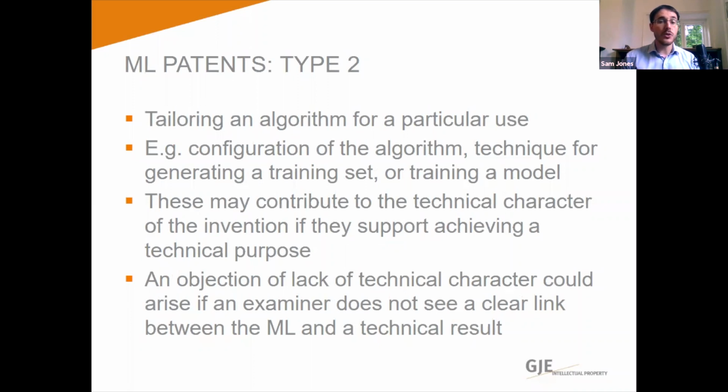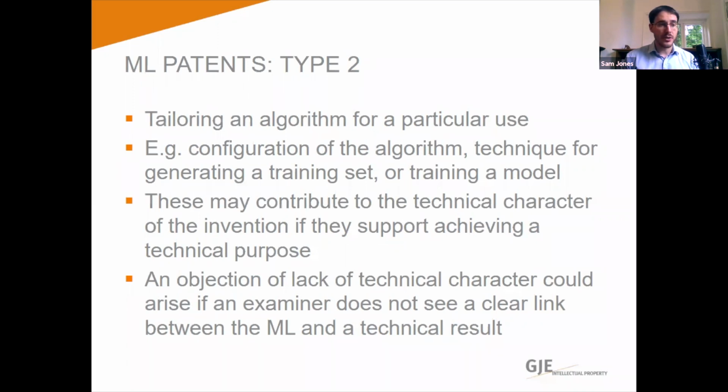So moving on to type 2 machine learning inventions. So this is where you're tailoring an existing or known algorithm for a particular use. So it could be in the configuration of the algorithm, for example, some sort of selection of hyperparameters or selection of features for a feature vector. It could be in the techniques in which you generate a training set, or it could be in the training of the model.